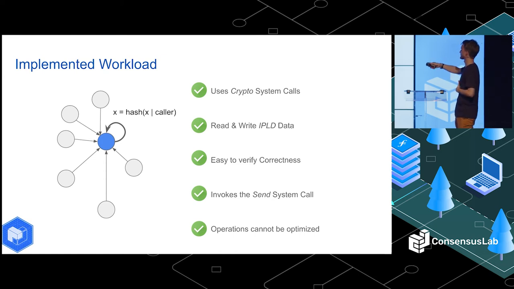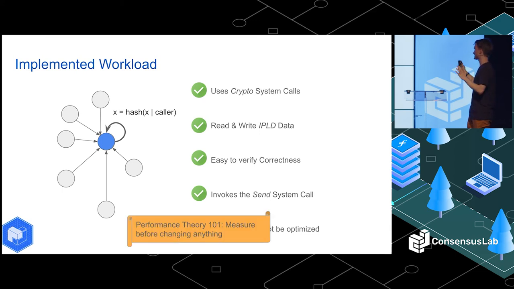We invoke other actors, so we test the send system calls, and because these are all Rust actors, and the Rust compiler can optimize quite a lot, we make sure that the workload cannot be optimized by the compiler.